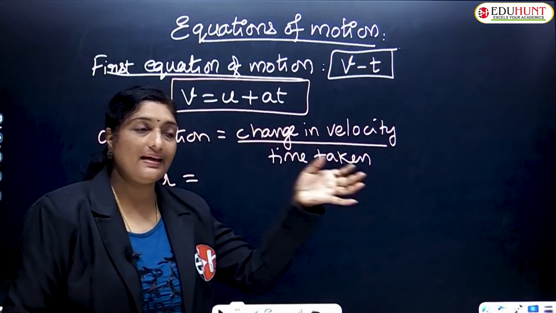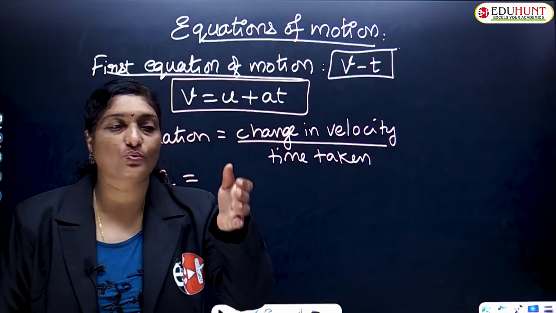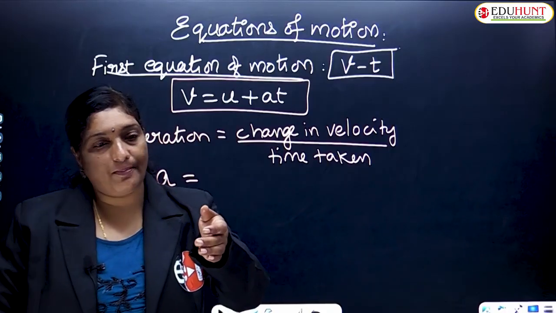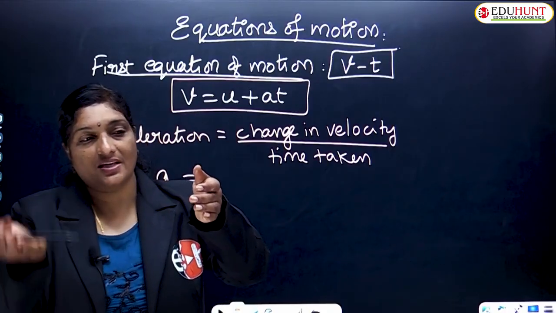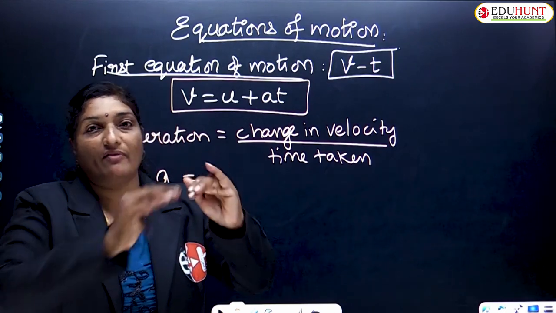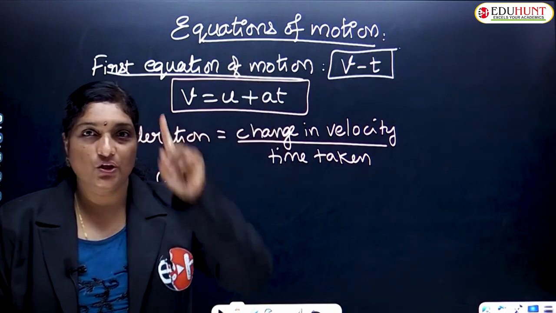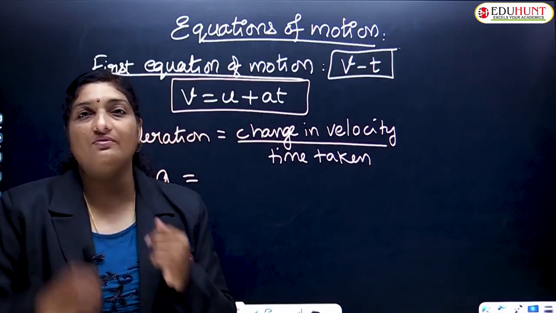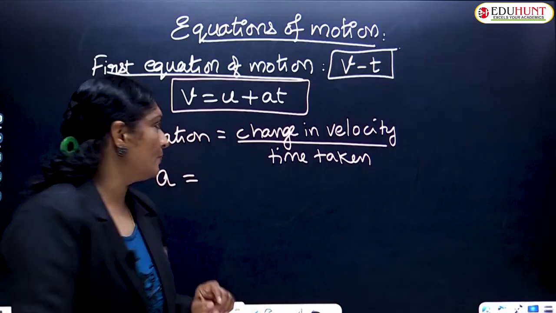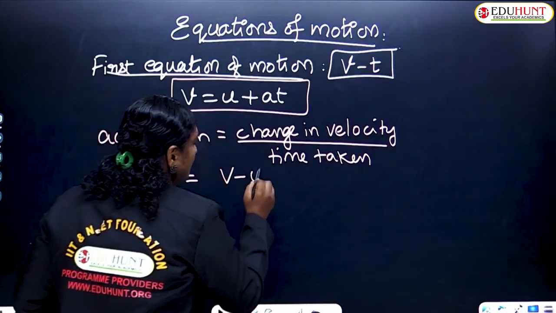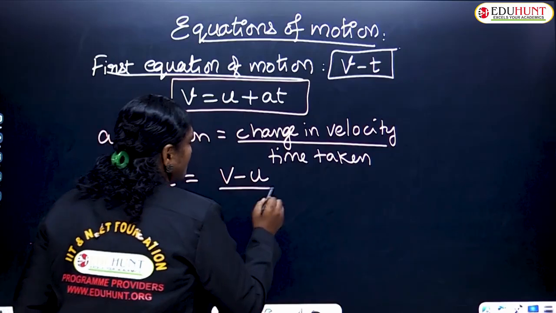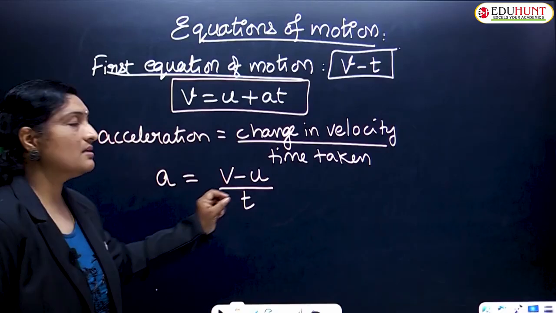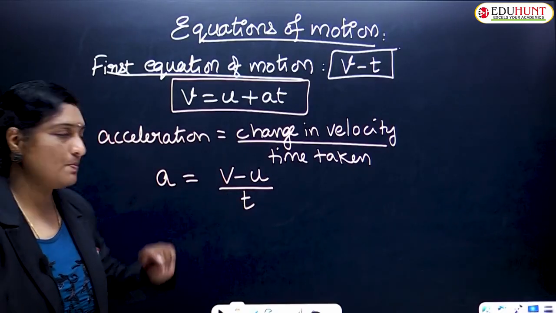Children, I told you that the body initially starts with velocity u. As the body is accelerating, velocity goes on increasing, and its final velocity is some v. u is the initial velocity, v the final velocity. What is the change in velocity? v minus u. This change was brought in a time t. Hence, acceleration a is equal to v minus u by t.